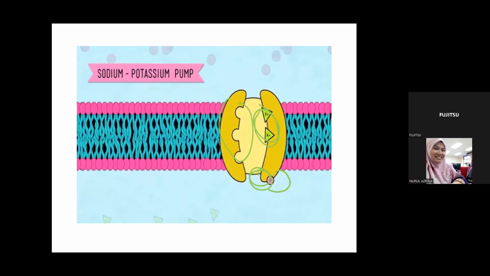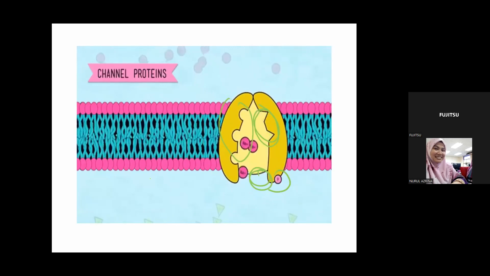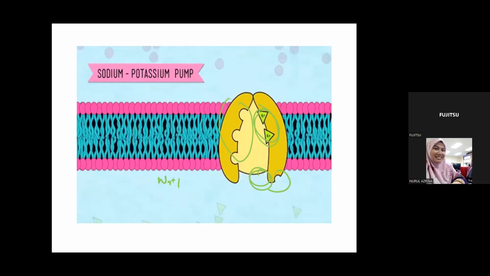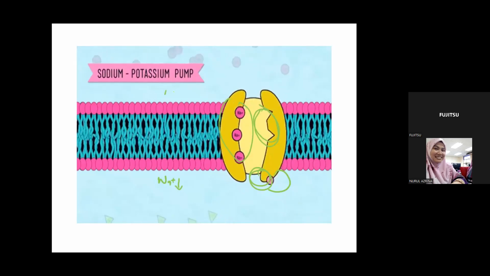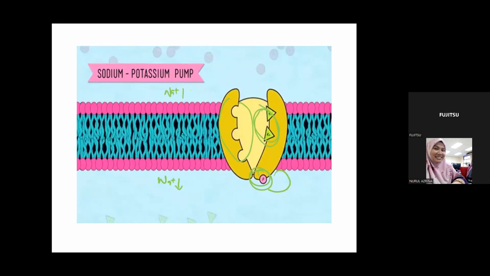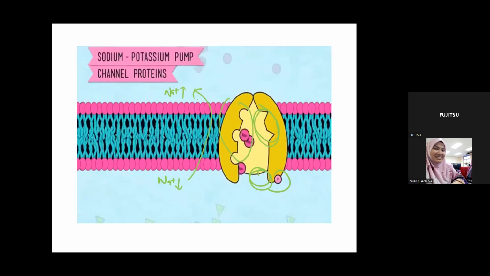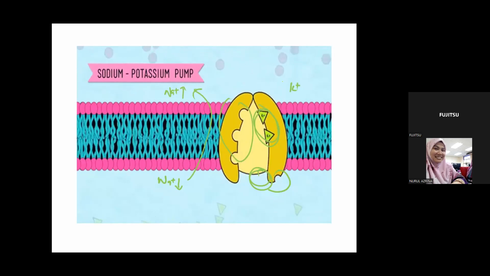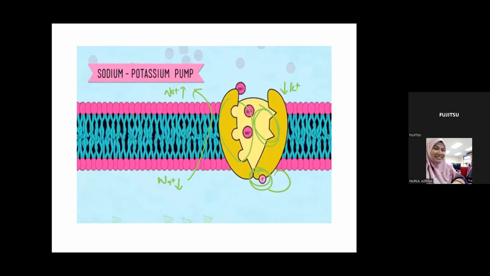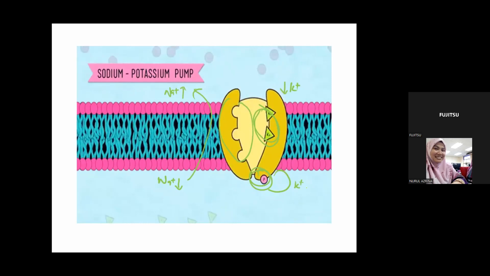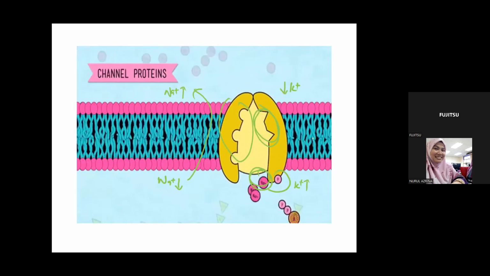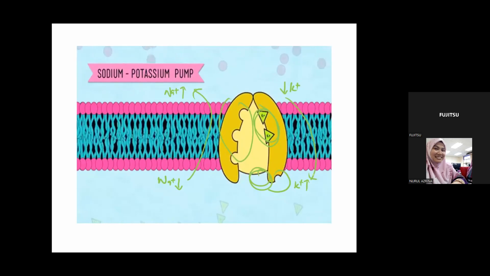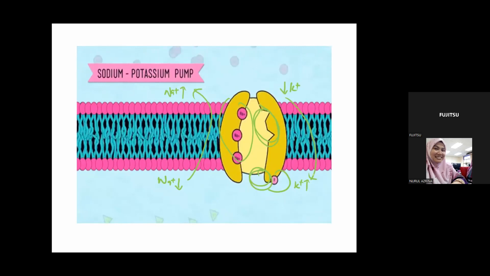So, and remember the concentration of ions. Sodium ion kena bawa keluar. Kenapa? Concentration of sodium ion dekat dalam rendah and concentration of sodium ion dekat luar tinggi. So, dia akan keluar. Okay, so what about potassium? Concentration of potassium ion dekat luar rendah, and concentration of potassium ion dekat dalam sel tinggi. So potassium ion will diffuse into the cell, okay, via active transport. Right.